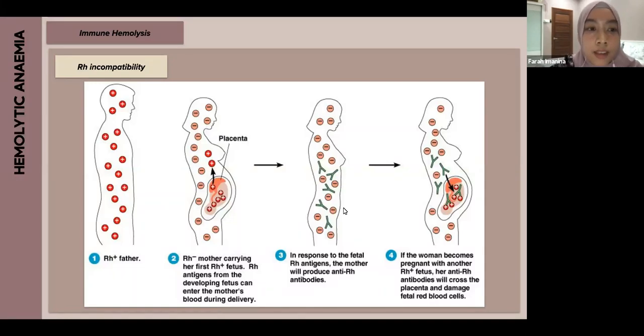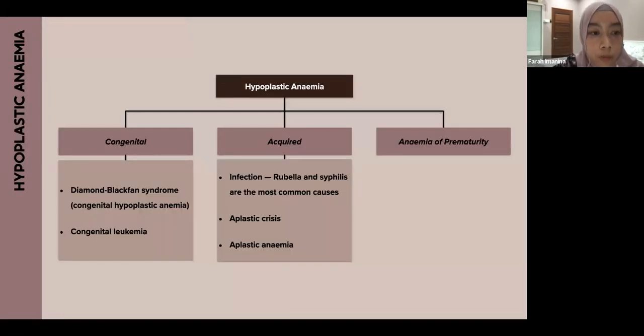Okay. So the next group is under the hypoplastic anemia. So for example of congenital cause, Diamond Blackfan syndrome, congenital leukemia. For acquired cause, may be due to infection, aplastic crisis or aplastic anemia. And the last one, it may be due to anemia of prematurity.